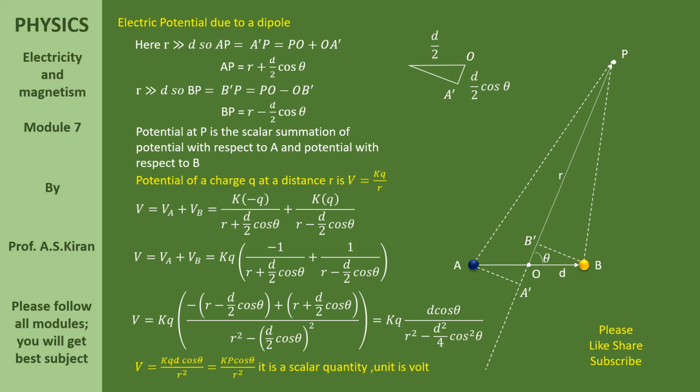Once again, for a dipole, what is potential at a random point at a distance r? Where from this r is? From the center of the dipole. That is, V is equal to kqd cos theta by r square, and kp cos theta by r square. What is P here? Electric dipole moment. P is equal to qd. Already we know that. Of course, electric potential is a scalar quantity. Its unit is volt.